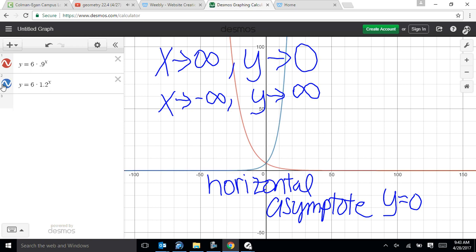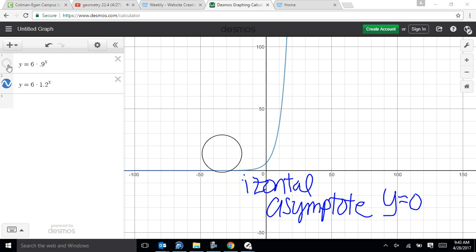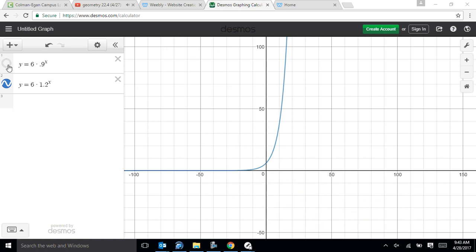As we're heading towards negative infinity, we're heading towards our asymptote, which is located where? At 0. Y equals 0. So here we go, flat. Remember, horizontal lines are y equals. We'd be crossing the y-axis at 0 here.